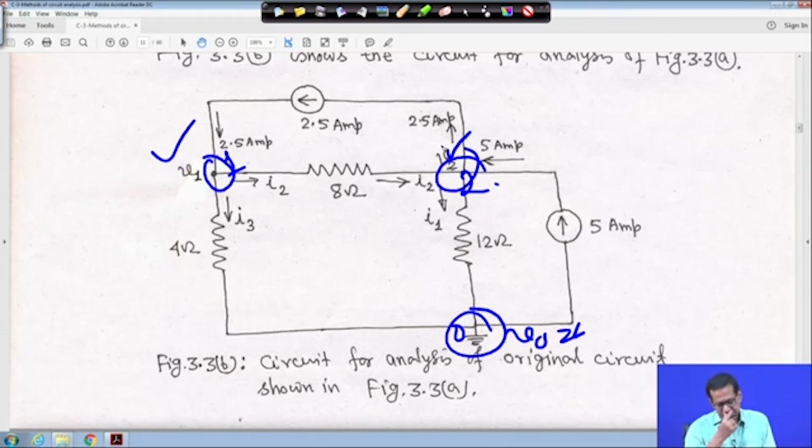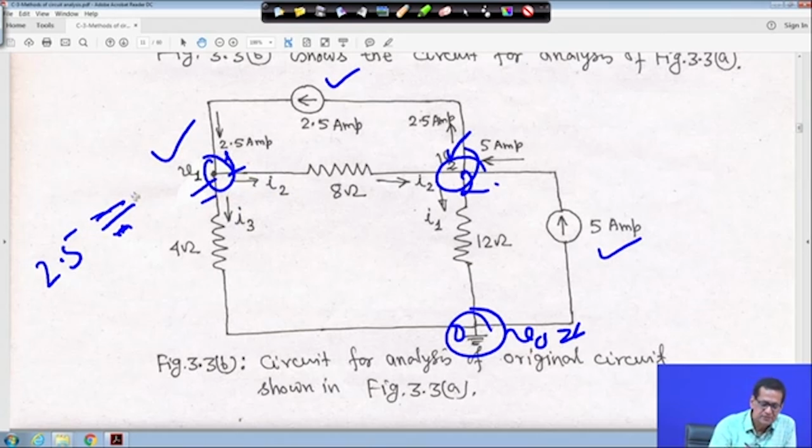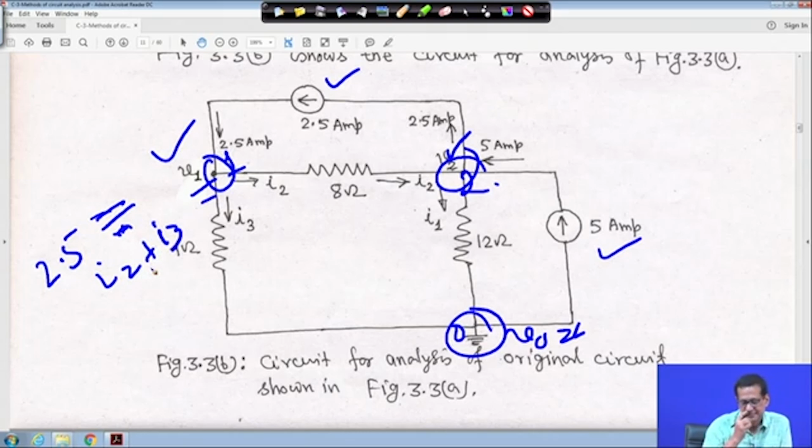If you do so, look, this 2.5 ampere is an independent current source, and it is entering node 1, so it is your incoming current. It is equal to I2 and I3, which are leaving node 1. So it is actually equal to I2 plus I3.